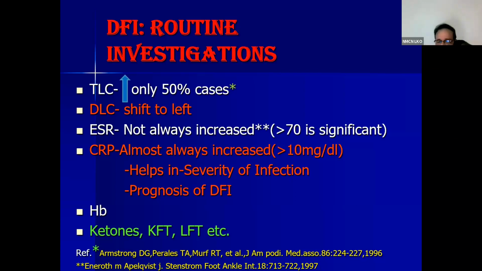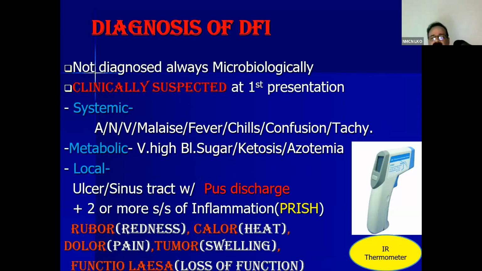Now, of course, hemoglobin should be seen for anemia and ketones for ketoacidosis. KFT and LFT should also be seen because of the diabetic foot infection. The urea and creatinine may rise and the patient may go into liver or kidney failure.